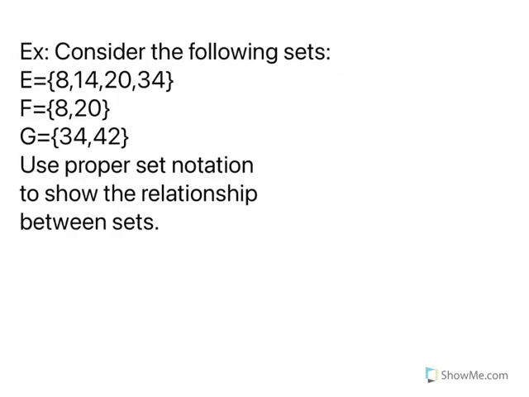Let's look at another one. We have E, F, and G. Again, we're going to use proper set notation to show the relationship between sets. So E has 4 elements: 8, 14, 20, and 34. F has the elements 8 and 20. Well, I noticed just as I said those, that 8 and 20 in set F would make F a proper subset of set E, because 8 and 20 are both elements of E, but it's not all of the elements.